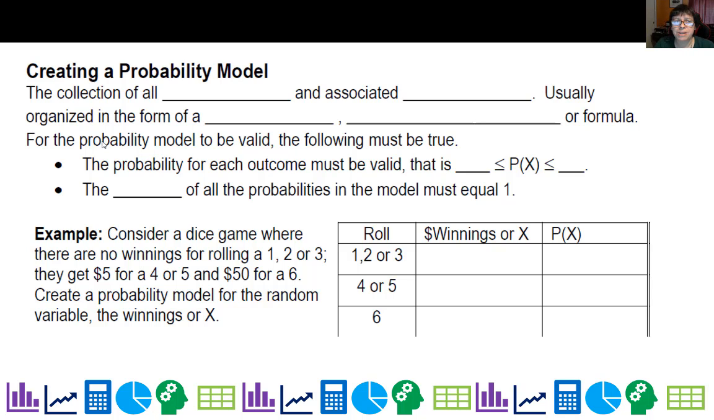So creating a probability model, the collection of all the outcomes and associated probabilities, usually organized in the form of a table or a tree diagram or a formula, all right? For the probability model to be valid, the following has to be true. All the probabilities have to be somewhere from 0 to 1. So it can be 0, it can be 1, but it can't be 1.2 and it can't be negative. In addition, the sum of all the probabilities must equal 1. If it doesn't add up to 1, you either have a miscalculation or you left out an outcome.